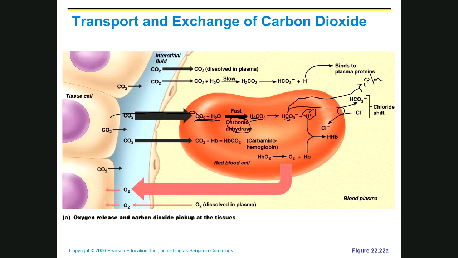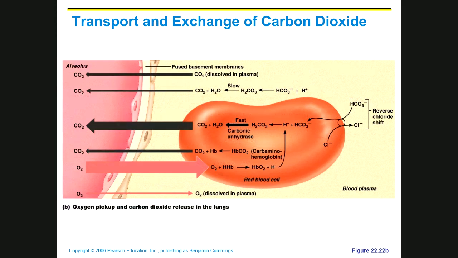And then when we get to the lungs, the opposite's going to happen. So partial pressure of carbon dioxide of the blood now is 45 because we picked it up. Partial pressure of carbon dioxide here in the air of the alveolus is 40. It's going to go this way. And so the dissolved carbon dioxide is just going to go out. The carbon dioxide that's attached to hemoglobin is going to detach and go out.